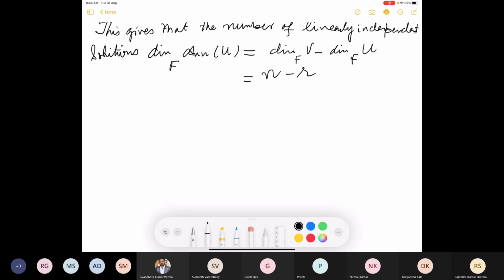Call it, say, whatever this number is. This naturally will not exceed N, and in fact will be less. So the number of linearly independent solutions here is N minus R. You can also deduce from here that if the number of unknowns, that is N, is greater than M, in that case, there is always a solution.